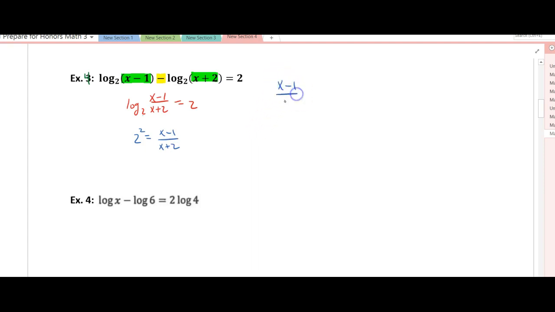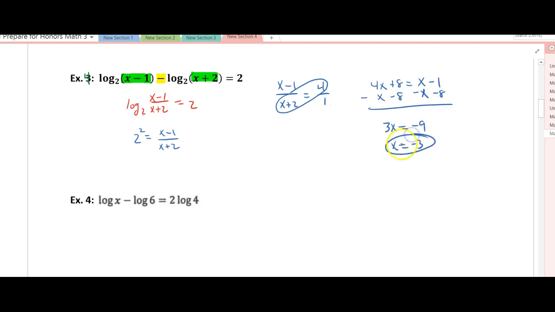But the question is, how do we solve this equation algebraically? The way I look at it is I'm going to set it up as a proportion. I have this fraction equal to that fraction. And if you remember, we can cross multiply here. 4 times x is 4x. 4 times 2 is 8 equals x times 1 is x. Negative 1 times 1 is minus 1. So now I would solve this equation. Subtract x, subtract 8. 3x is equal to negative 9. x is equal to negative 3.